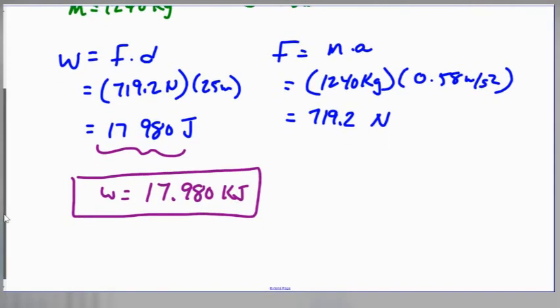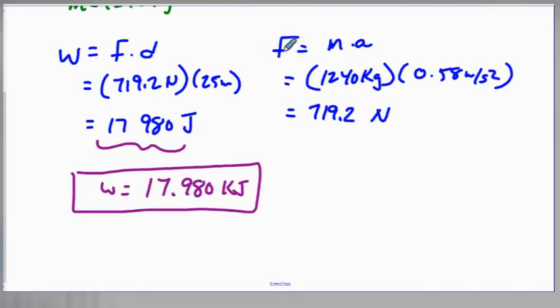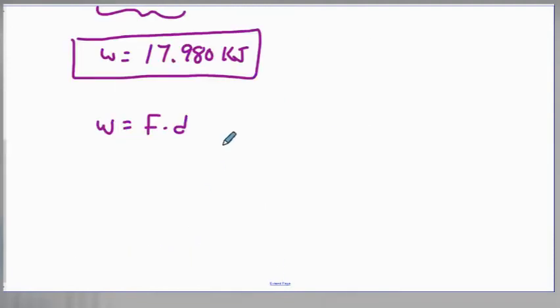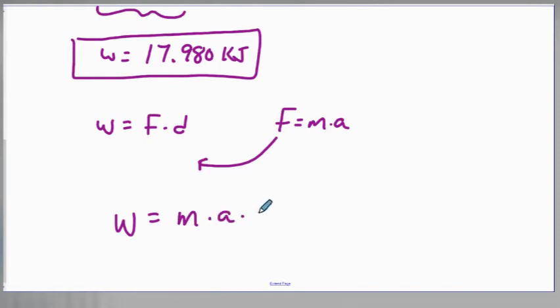More commonly, to solve this, what we would do is we would combine equations together. So going back to our original equation, we saw that our work was equal to our force times our distance. And we knew that our force was mass times acceleration. So we would simply pop that into the other equation and come up with a new work formula that the work is the mass times the acceleration times the distance.